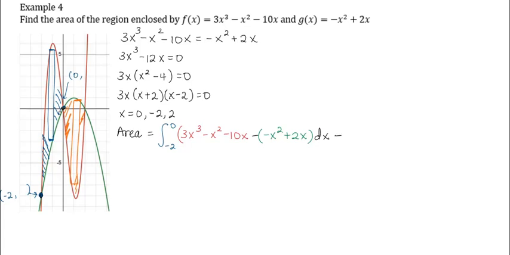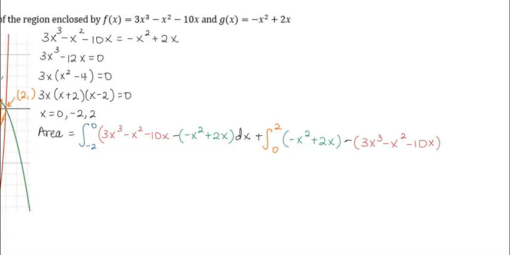To that integral, we will need to add the area that is in orange that starts at the x value of 0 and goes off to the x value of 2. And in that region, the parabola of negative x squared plus 2x is on top, so we'll put that first in the integral. And from that, we will be subtracting the cubic function of 3x cubed minus x squared minus 10x, and we are integrating this with respect to x. So we have to make sure that we split this integral up, because whichever function is on top needs to be written first on the inside of the integral.